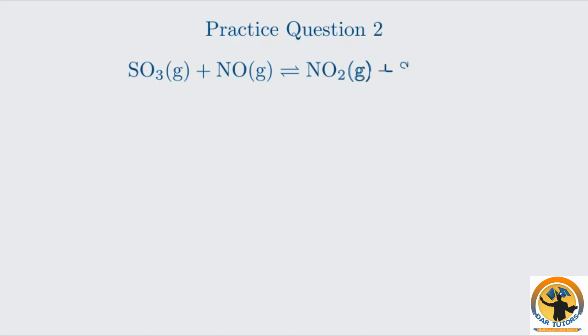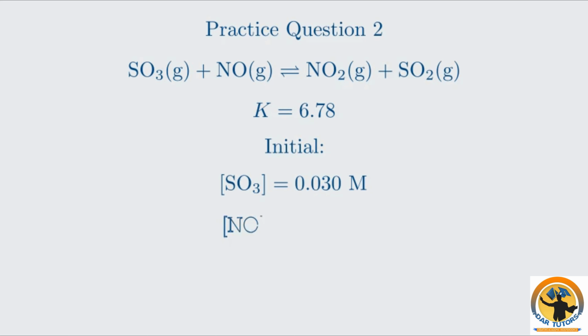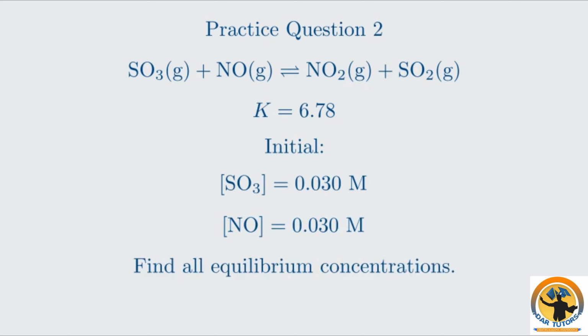Let's try another IB-style question, this one involving a quadratic solution. The reaction SO3 plus NO is in equilibrium with NO2 plus SO2. At a certain temperature, K is 6.78. The initial equimolar concentrations of SO3 and NO are 0.03 mol dm^-3. We need to calculate all equilibrium concentrations.